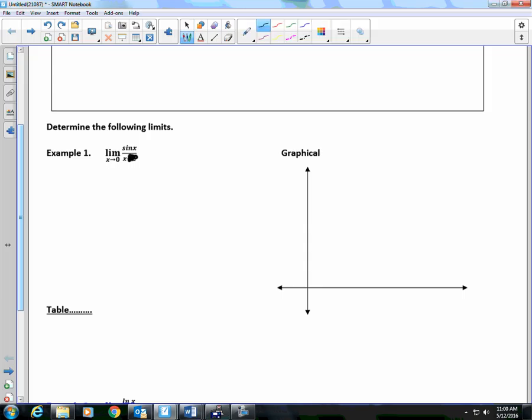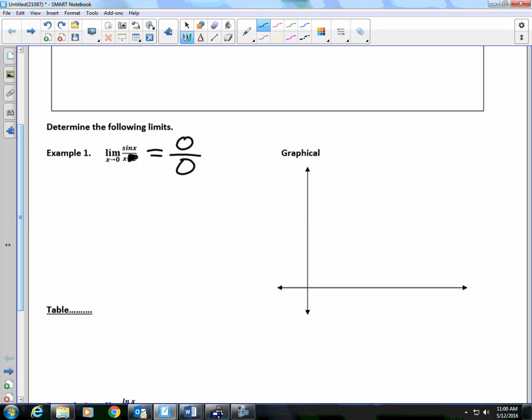Now, what I want to do is look at this limit. If you plug in 0, do you know what the sine of 0 is? 0. And if you plug in 0 for the bottom, you get 0. We're used to situations where if you get 0 on top, the answer is 0. If you get 0 on the bottom, then the answer is undefined. But when you get 0 over 0, this is what we call indeterminate. We do not know what the answer is.